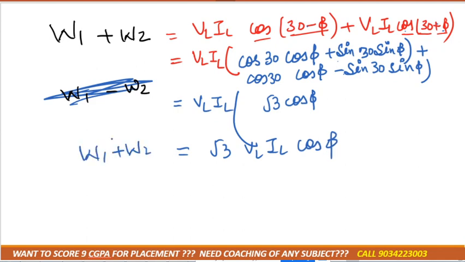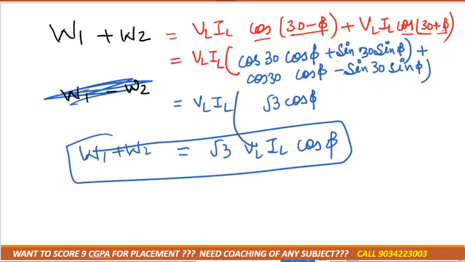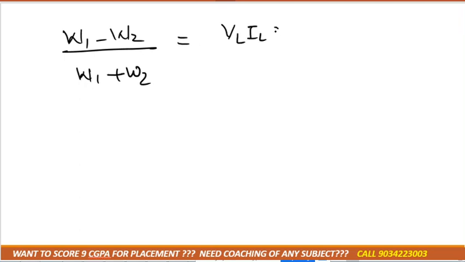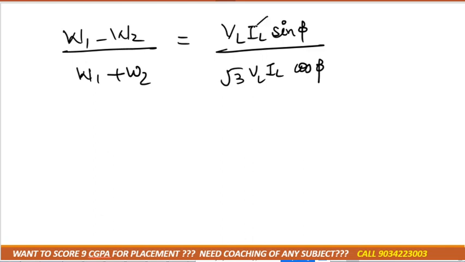This is for the W1 plus W2. Now similarly, we'll do it for the W1 minus W2. I am not solving, but I am telling you the direct value. For W1 minus W2, we'll get VL IL sin phi. Now we'll divide W1 minus W2 by W1 plus W2. W1 minus W2 will be VL IL sin phi, divided by root 3 VL IL cos phi. So VL IL will be cancelled out, right?